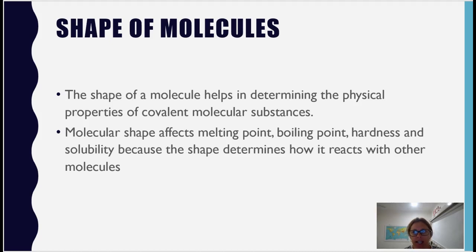Today we're looking at the shape of molecules. In our last video we were looking at the difference between polar bonds and polar molecules, and we talked about polar bonds when the difference in electronegativity between the two atoms is greater than about 0.4.